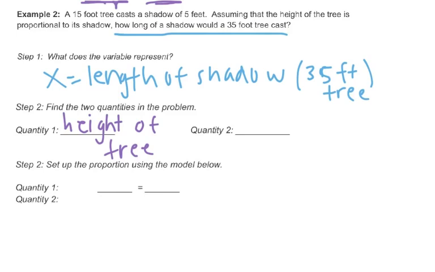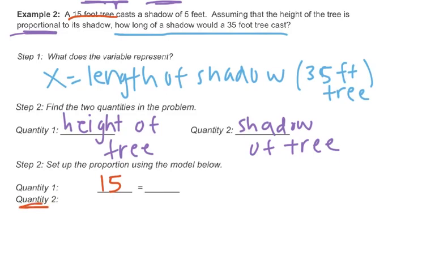We can say quantity 2 represents the shadow of the tree. Alright, so now we're going to set up a proportion since it said that the height is proportional to its shadow. So quantity 1 was the height of the tree. Now, we know that the 15-foot tree, we're going to put that up here, over quantity 2. I'm getting that from right here. Well, quantity 2 is a shadow, and it tells us that the shadow is 5 feet. So 5 goes here.